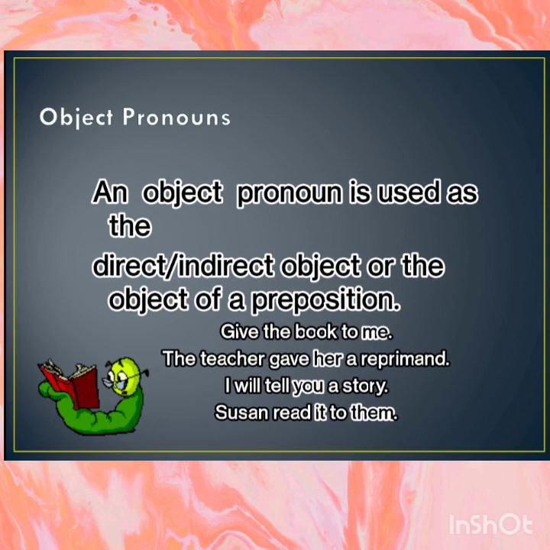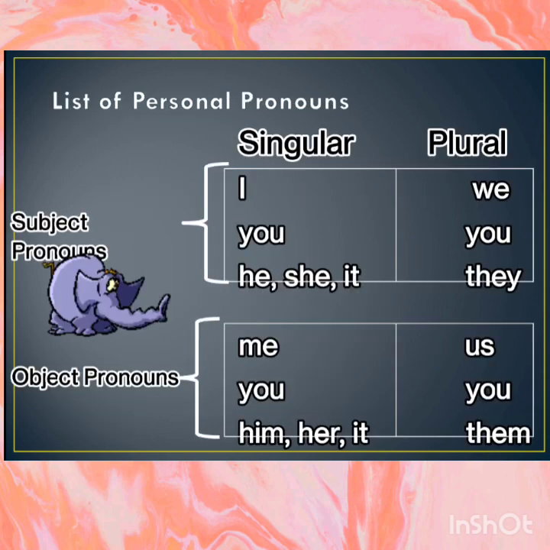Object pronouns. An object pronoun is used as the direct or indirect object or the object of a preposition. Give the book to me. The teacher gave her a reprimand. I will tell you a story. Suzanne, read it to them.